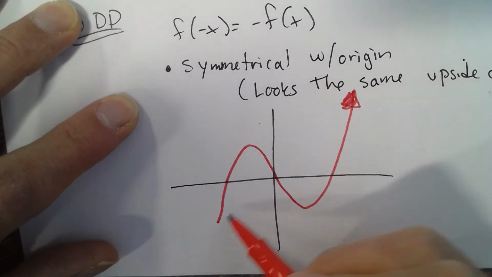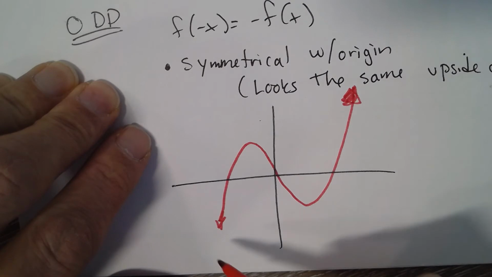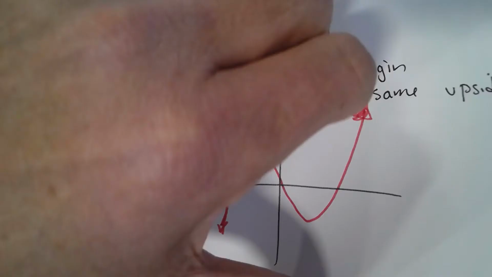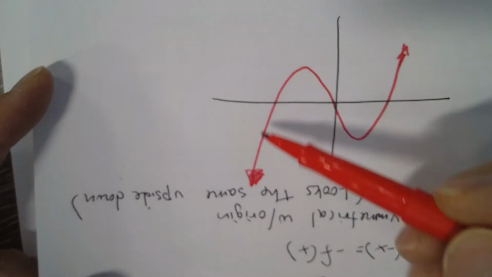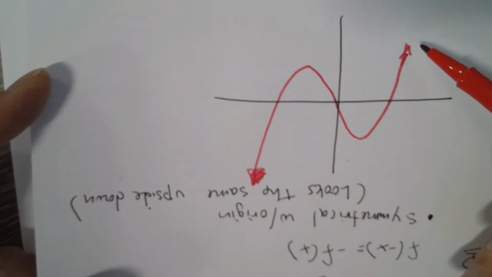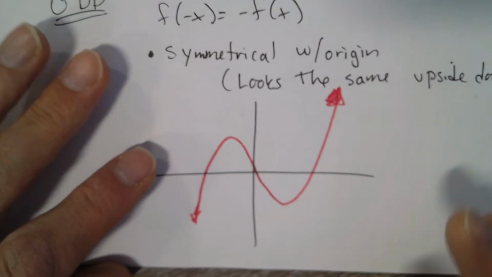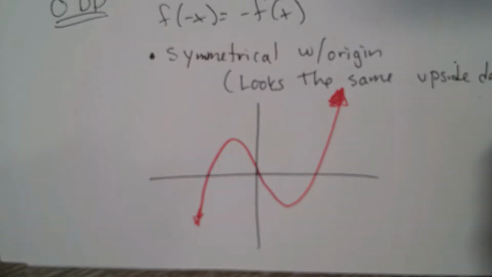If you look at this, the way it is, it kind of goes up, down, and up again. If we look at it upside down, if I can get this sheet of paper, it looks the same. You go up, down, up again. So if it looks the same upside down, that's a good indicator that it's an odd function. We're going to verify with an example.